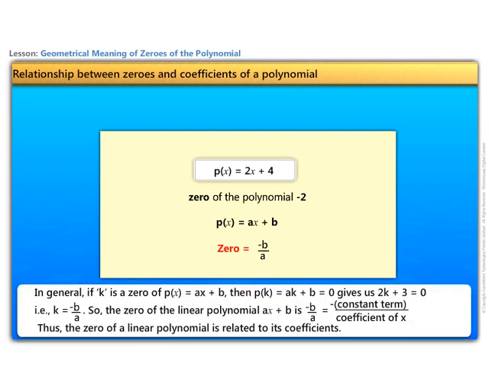In general, if k is a zero of p of x that is equal to ax plus b, then p of k is equal to ak plus b that is equal to 0, which gives us k is equal to minus b by a. So, the zero of the linear polynomial ax plus b is minus b by a, that is equal to minus constant term divided by coefficient of x. Thus, the zero of a linear polynomial is related to its coefficients.